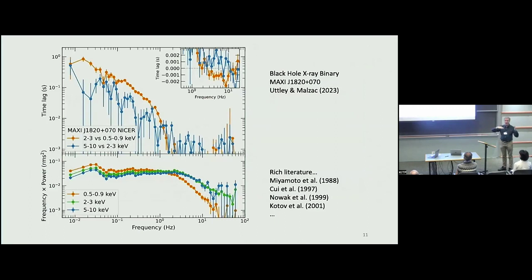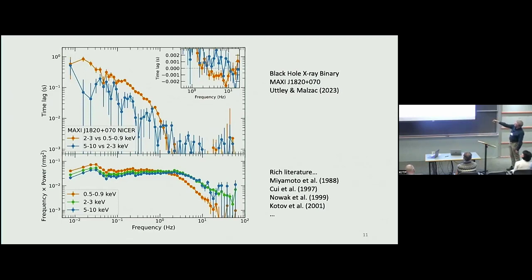Those two bands are time lagged with respect to each other in a way that is Fourier frequency dependent. So you break the light curves up in the Fourier domain, you find that there are phase offsets between particular Fourier components, but that phase offset depends upon the Fourier components. There's no single time lag here. There's a whole range of time lags depending upon the Fourier frequency.